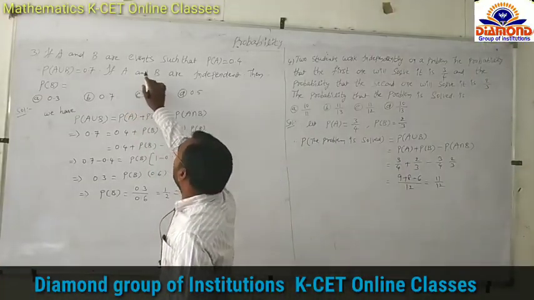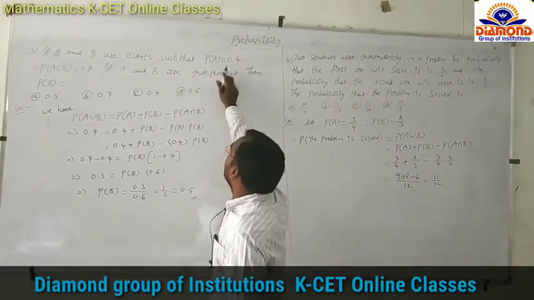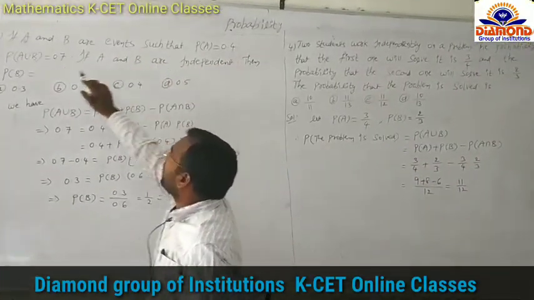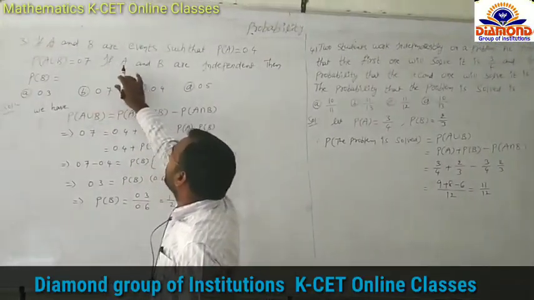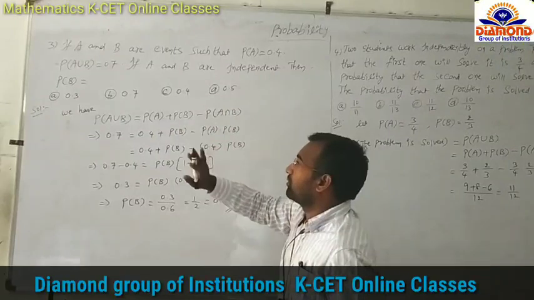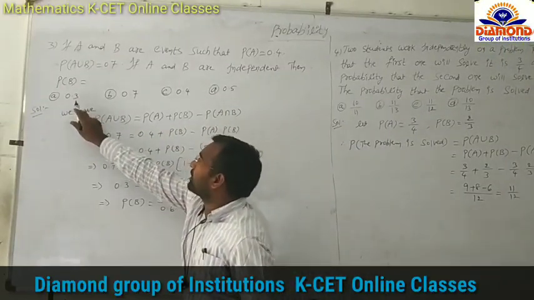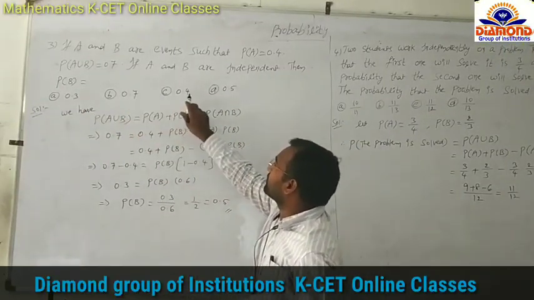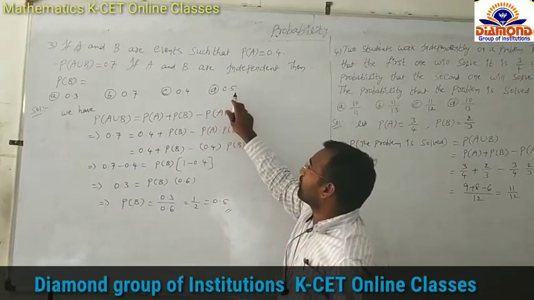Next question. If A and B are events such that P of A equals 0.4, P of A union B equals 0.7, and A and B are independent, then P of B equals: option A 0.3, option B 0.7, option C 0.4, option D 0.5.